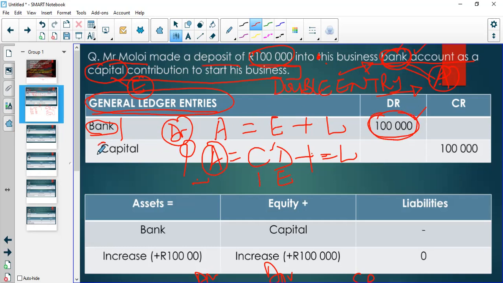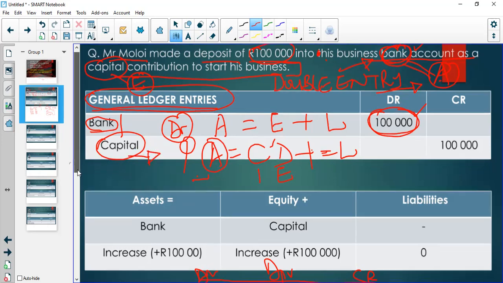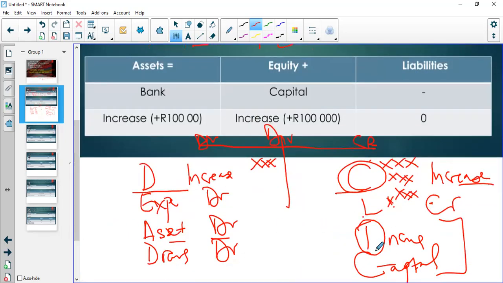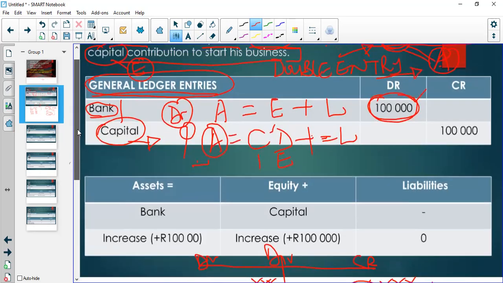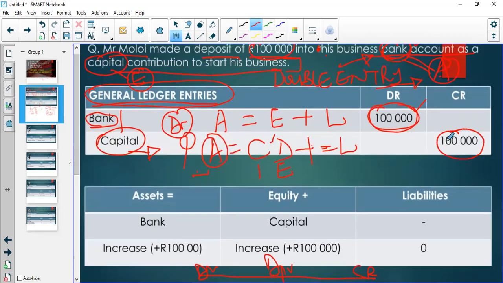And then you go to capital. The owner made a deposit of 100,000. He increased his capital contribution, so capital also increased. And when capital increases, it falls under the credit side. So you have to credit the capital. So when you make entries in the general ledger, right.